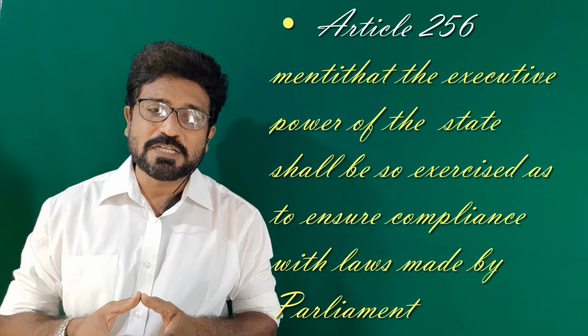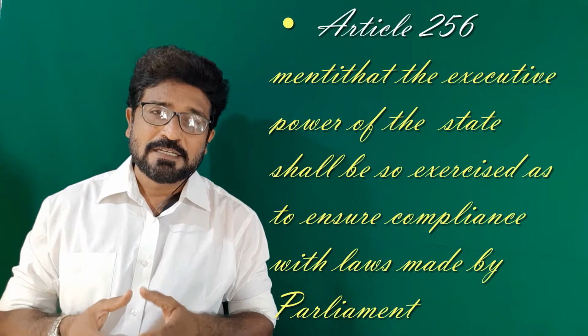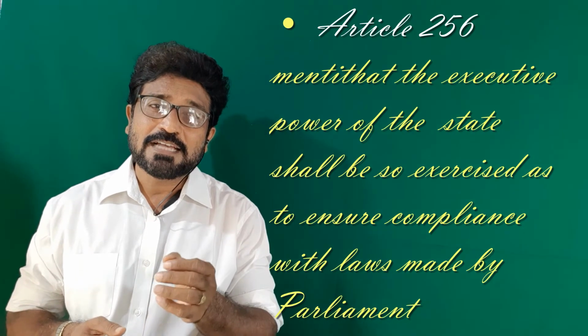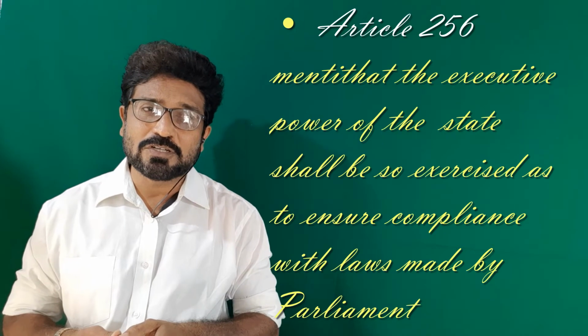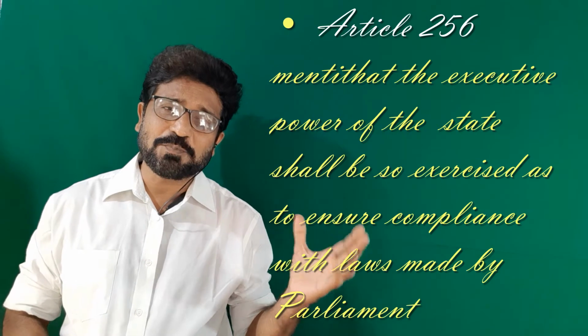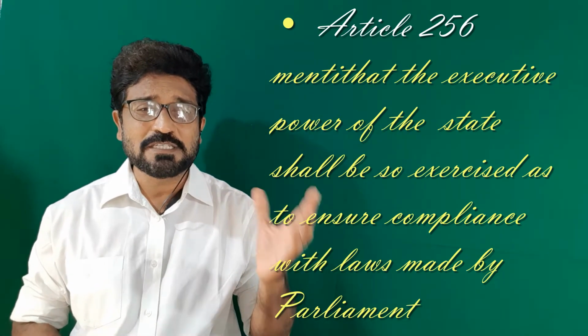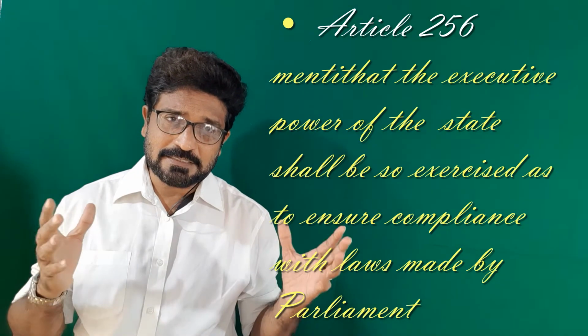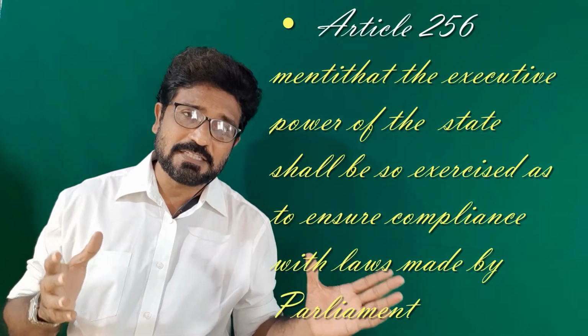Article number 256 says, the executive power of every state shall be so exercised as to ensure compliance with the laws made by the parliament. So the executive power of the state always has to be in compliance with the laws which are made by the parliament. That is, the executive authority of the state has to be in accordance with the executive authority of the central government. Now coming to the meaning of compliance.